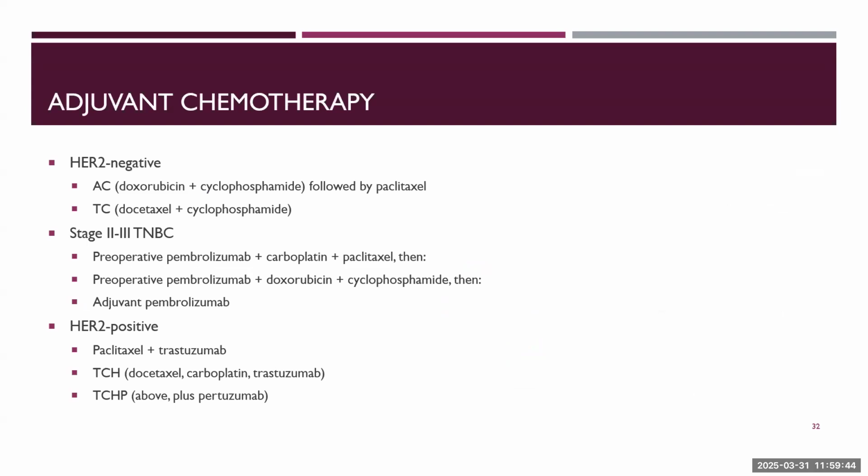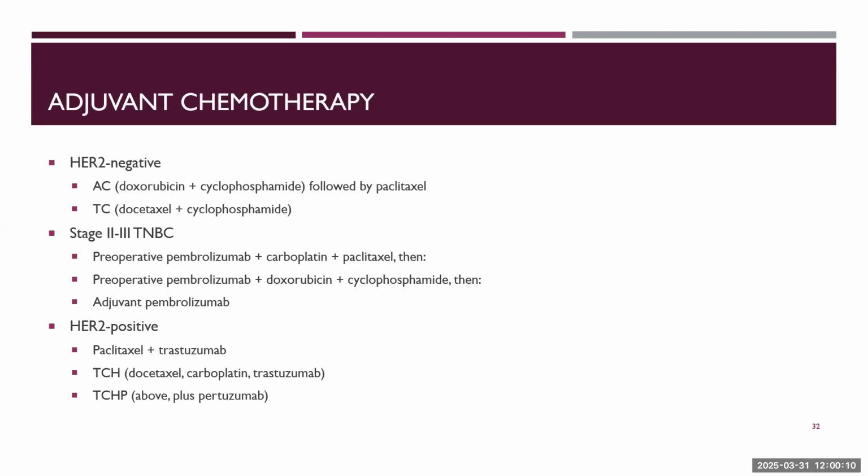If they are stage 2 to 3 triple negative breast cancer, we can give preoperative or neoadjuvant pembrolizumab plus carboplatin, so an immune checkpoint inhibitor with chemotherapy, plus paclitaxel, and then they would also receive pembrolizumab plus doxorubicin plus cyclophosphamide, and then in the adjuvant setting, so after surgery, they would go on to receive pembrolizumab.